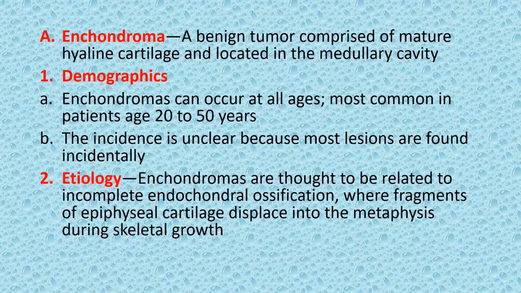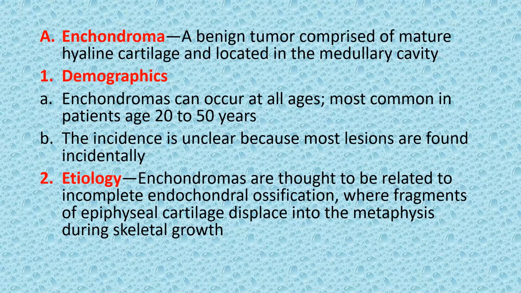Enchondromas are benign tumors. They are comprised of mature hyaline cartilage and located in the medullary cavity. Don't forget it. Bone infarcts occur mainly in the medullary bone. Osteoblastomas also. Parosteal osteomas likewise. The ones which are similar are bone islands, enostosis, which could occur in the medullary cavity.